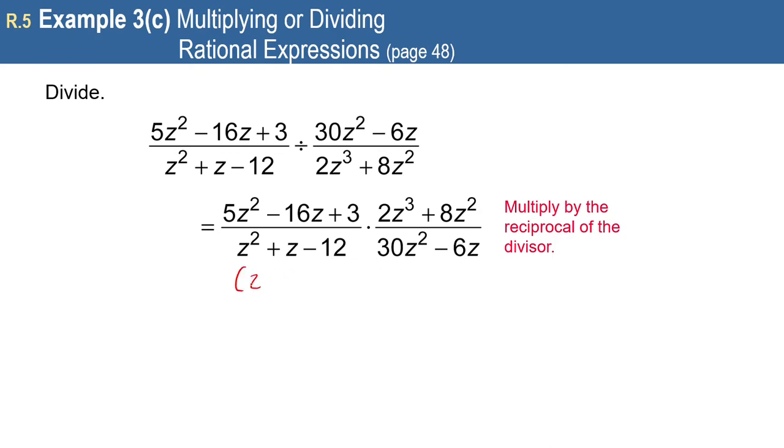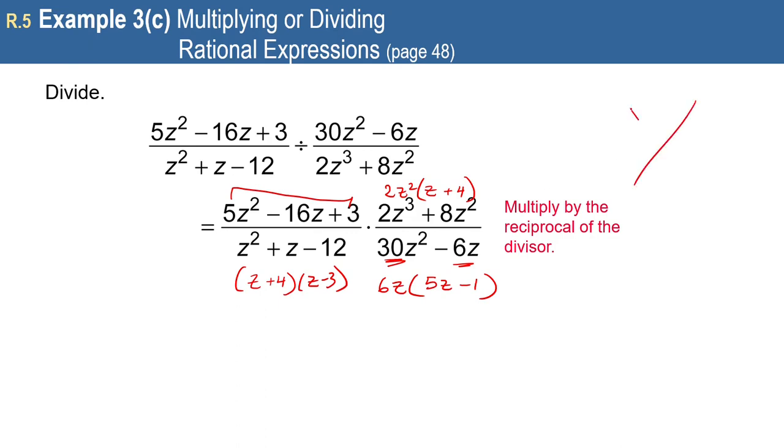Here I can factor the bottom as z plus 4 times z minus 3. This has a GCF of 6z, so let's take out a 6z. This leaves us 5z minus 1. This one here has a GCF of 2z squared, so we'll take that out. That leaves us a z plus 4. Now here we can use the AC method. I can multiply 5 times 3, that's 15. We get negative 16 on the bottom, and the numbers that work are 15 and 1, but they both have to be negative. So I could split the middle here.